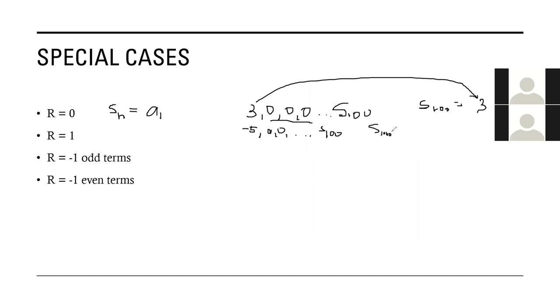Negative 5 po. Still, it's negative 5. Gagayahin nyo lang kung ano yung unang number. Kasi lahat yan 0. Di ba, anything that is added to 0 will equal itself. Okay? Kaya sa special cases, hindi nyo kailangan mag-isip ng napakarami. Napakatagal. Hindi nyo kailangan gumamit ng formula. Okay? Clear po? Any question for R equals 0?